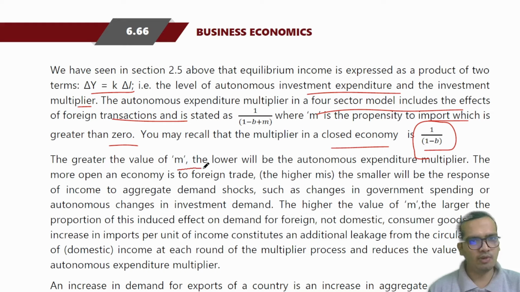The greater the value of M, the lower will be the autonomous expenditure multiplier. You can see the inverse relationship. The more open an economy is to foreign trade, the higher M is, the smaller will be the response of income to aggregate demand shocks, such as a change in government spending or an autonomous change in investment demand. The higher the value of M, the larger the proportion of this induced effect on demand for foreign, not domestic or consumer goods.